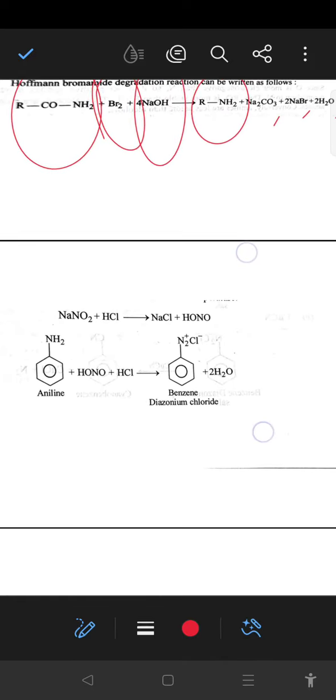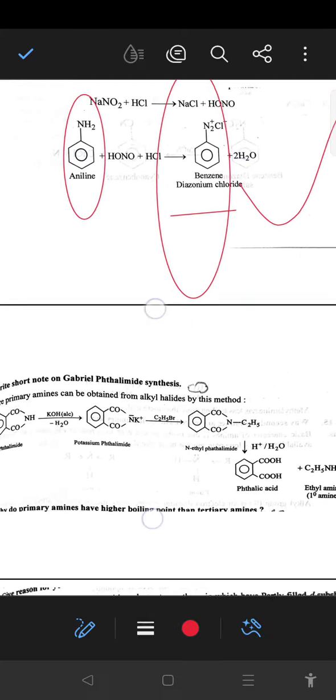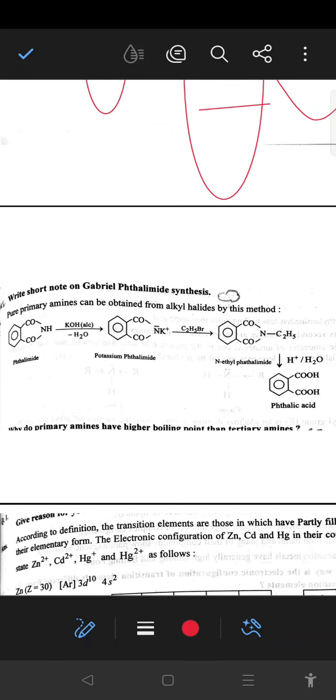ठीक है जी. Next, formation of benzene diazonium chloride. So aniline will react with nitrous acid in presence of HCl, HONO plus HCl, to form benzene diazonium chloride, is the conversion. Next, I write short note on Gabriel phthalimide reaction.